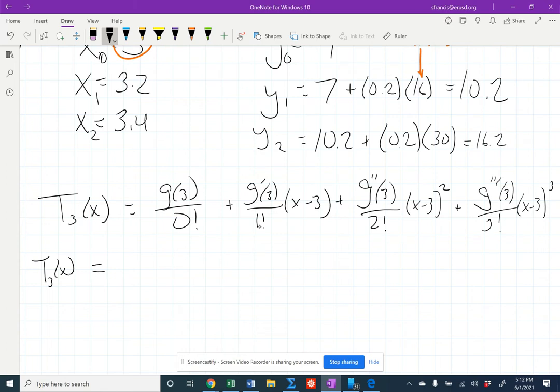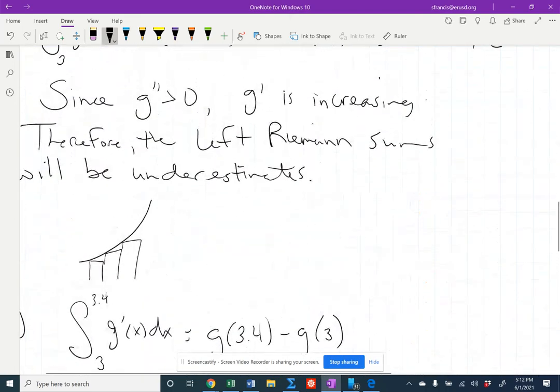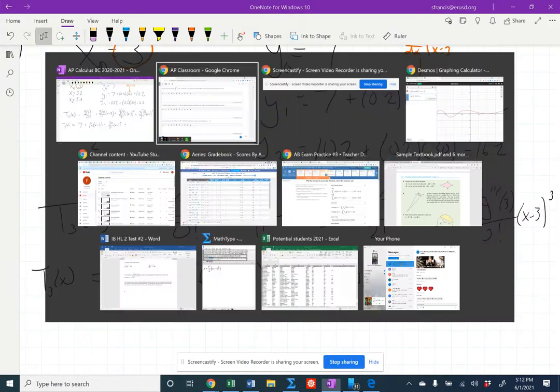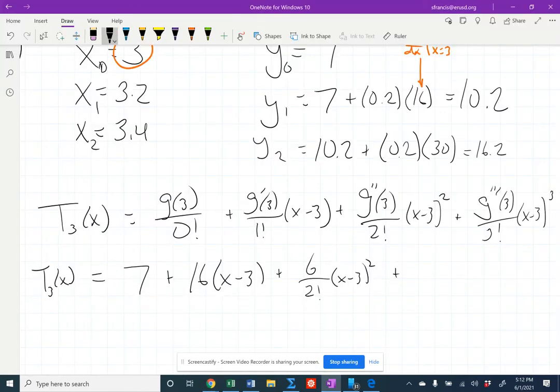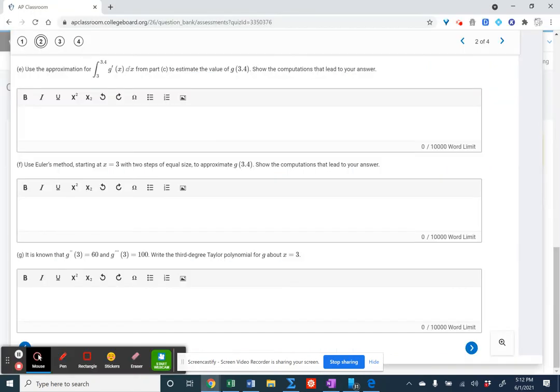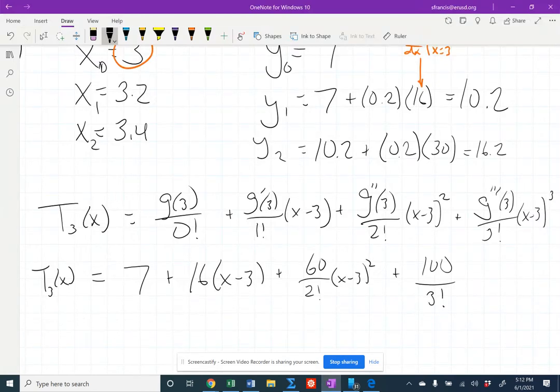0 factorial is 1, g of 3 was 7, g prime of 3 was 16, so it's going to be 16 times x minus 3 because 1 factorial is still 1. g double prime of 3 was, I think, 30 divided by 2 factorial times x minus 3 squared. Is it g triple prime of 3, 100? No, wait, I'm sorry. That's not in the table. They just told us that in the problem. Oh, so I got it wrong. This is 60. Sorry. Put the wrong thing in my head here. And then this is 100 over 3 factorial times x minus 3 quantity cubed.